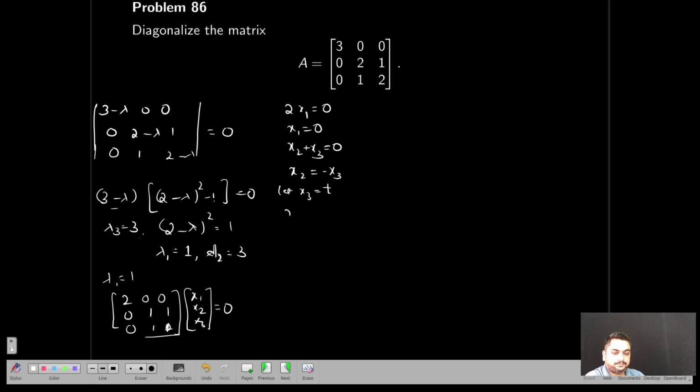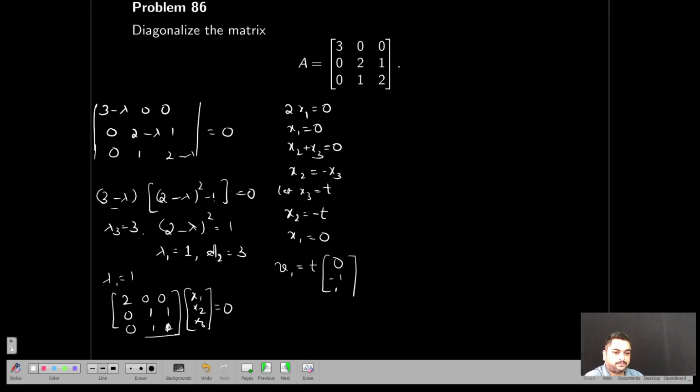Then I will get x2 equal to minus t. x1 is already fixed, x1 equal to 0. Okay. So what will be the vector? Let's say this is v1. So this will be t into (0, minus 1, 1).